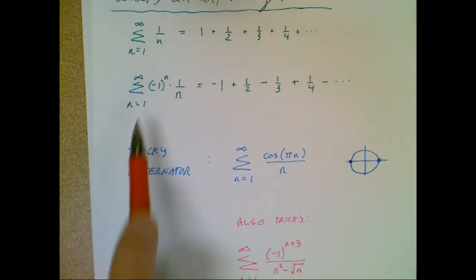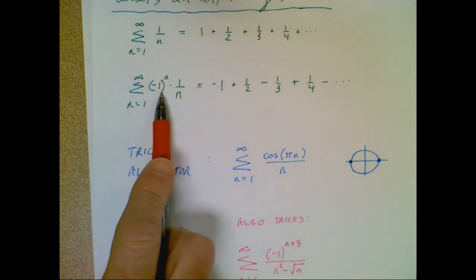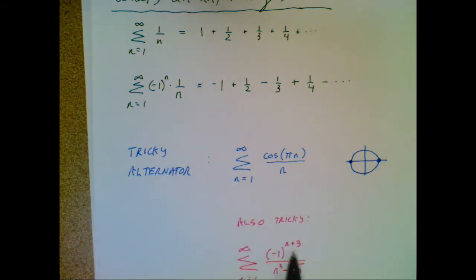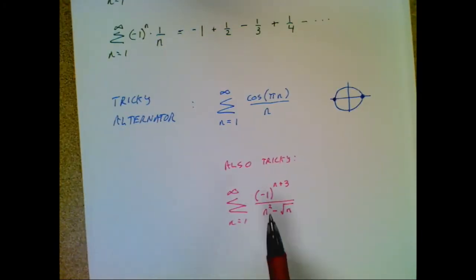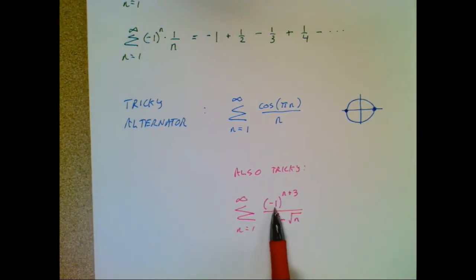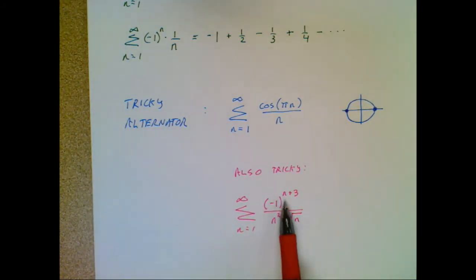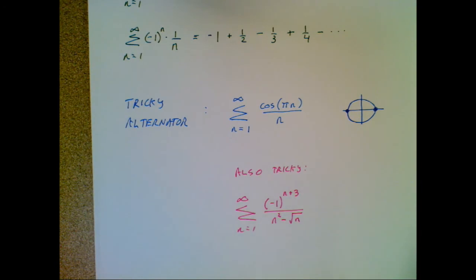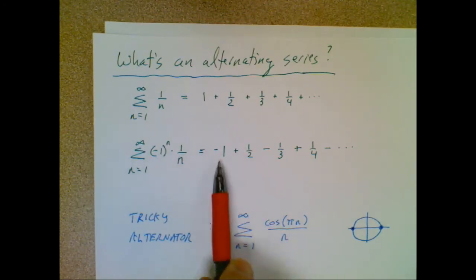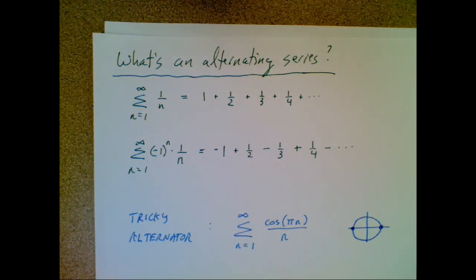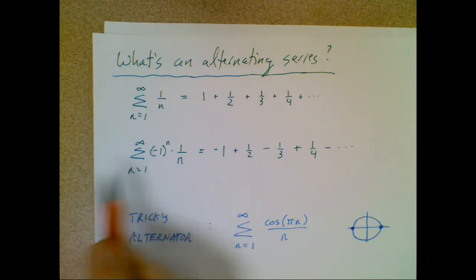And sometimes I put this alternator out in front as a coefficient, but it can be a numerator, same thing. And also notice I started at n equals 3, but it's still going to alternate as I go through my n's. So an alternating series just makes sure that the signs alternate. There's different math language ways to get that done. That's the most popular.